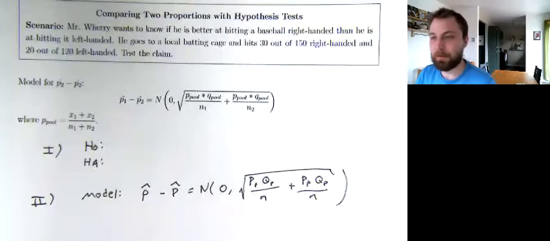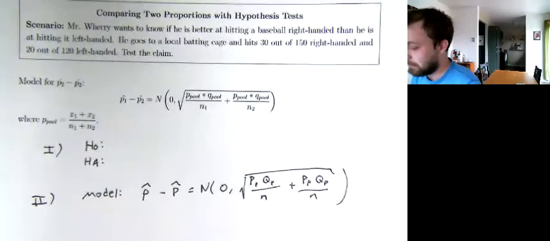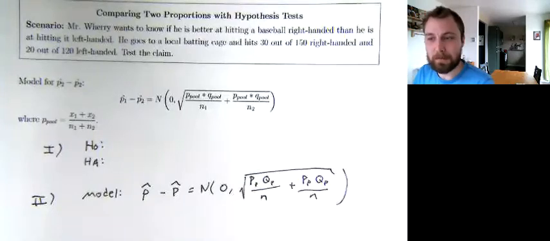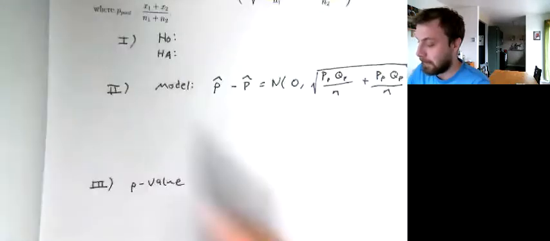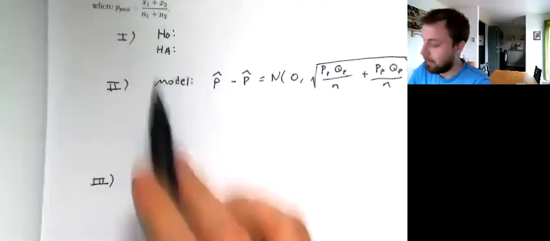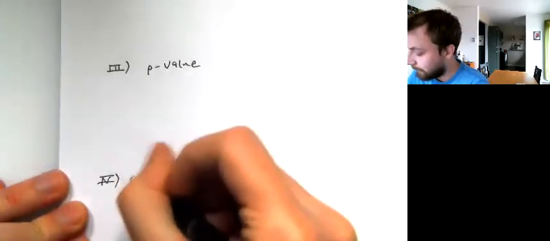Let's compare two proportions using a hypothesis test. Hypothesis tests always have the same 4 steps, so I sort of laid these out here. I have my hypotheses, my model, my p-value, and in the 4th step, I have my conclusion.